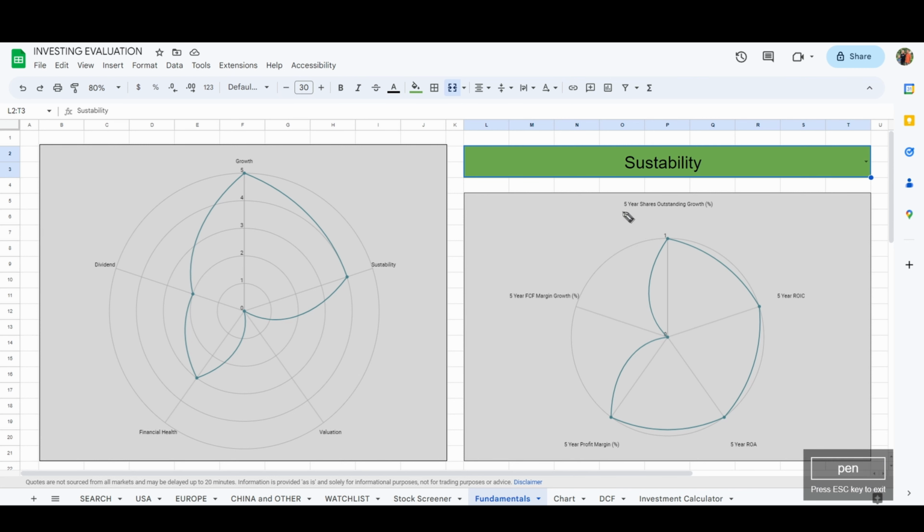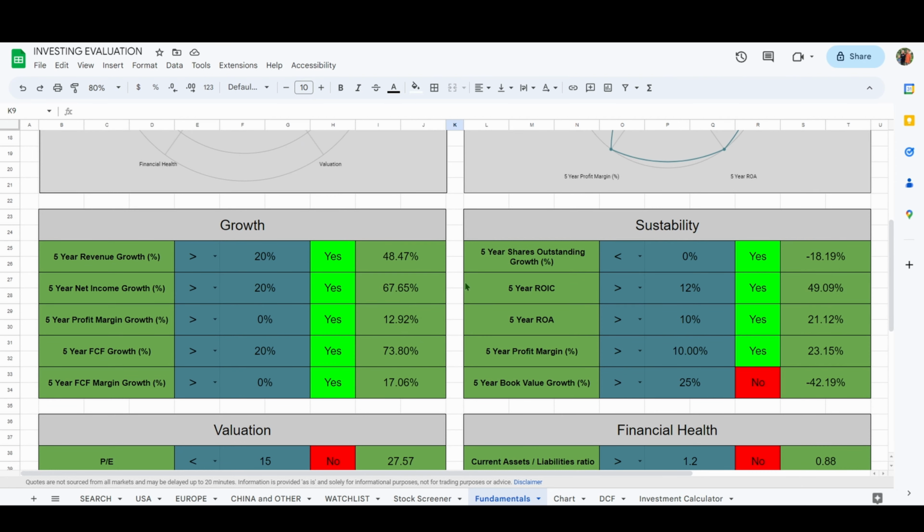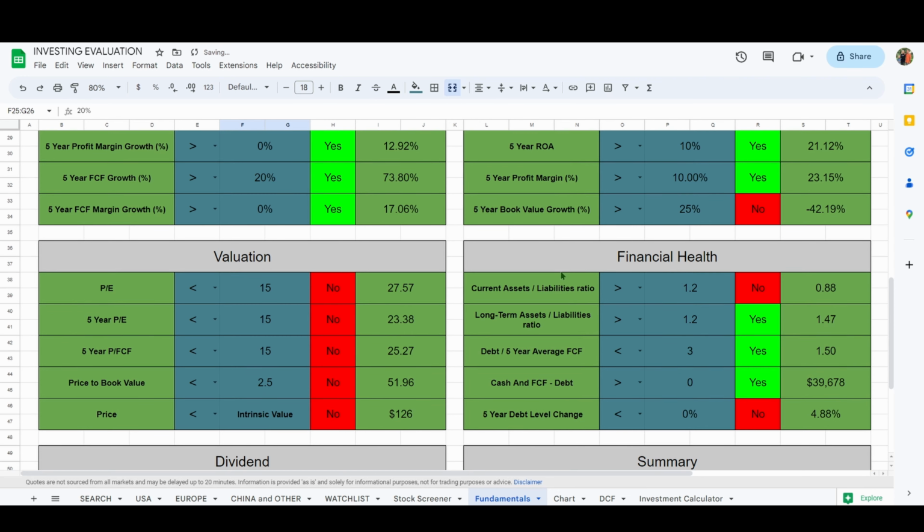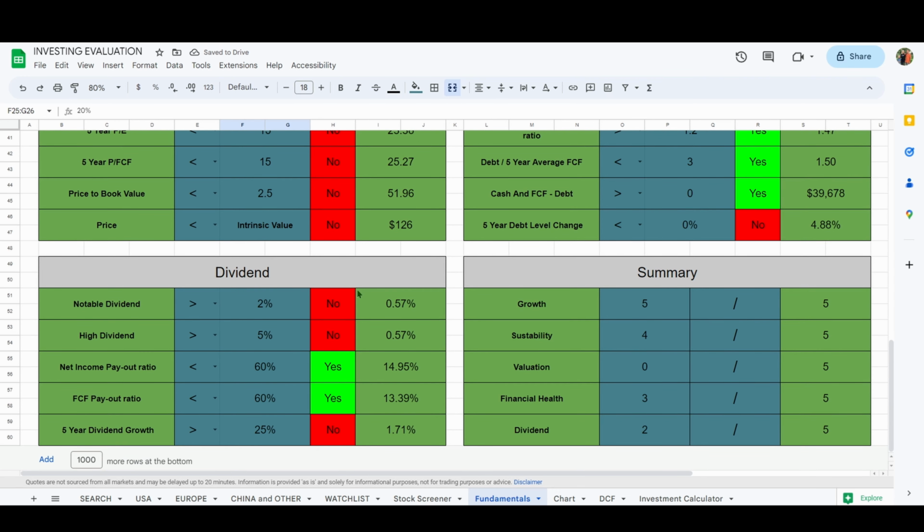So for example, 5-year shares outstanding growth is there, or should I say decline, because the shares outstanding should go down. But you can actually customize these pillars going down here. If you want to, you can set your growth to be over 50%, and then Apple does not meet the criterion, but I'm just going to leave them as they are for now. You can customize all of these and look through them.